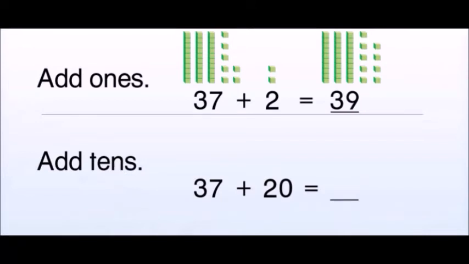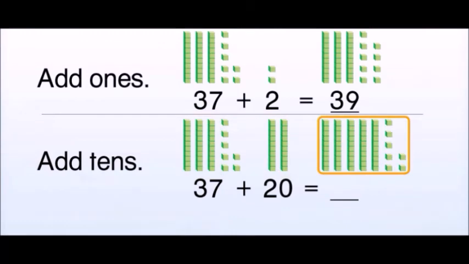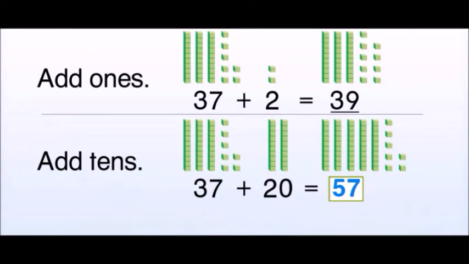Now let's add tens. What's 37 plus 20? Let's use base 10 blocks to show how to add tens. We'll first model the first addend 37. 37 is 3 tens and 7 ones. Next, we'll model 20. 20 is 2 tens. Now combine the tens blocks to model the sum. There are a total of 5 tens and 7 ones in the model. What's the sum of 37 plus 20? The sum of 37 plus 20 is 57.